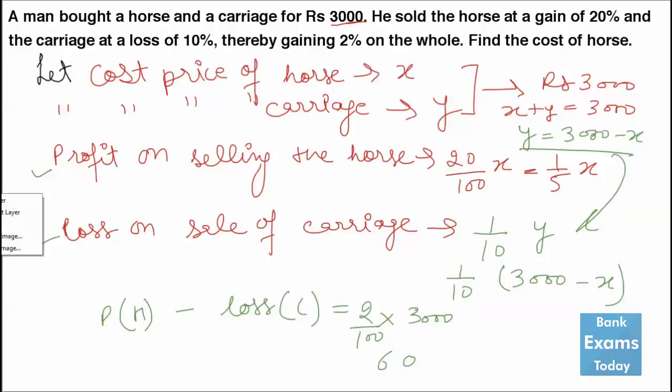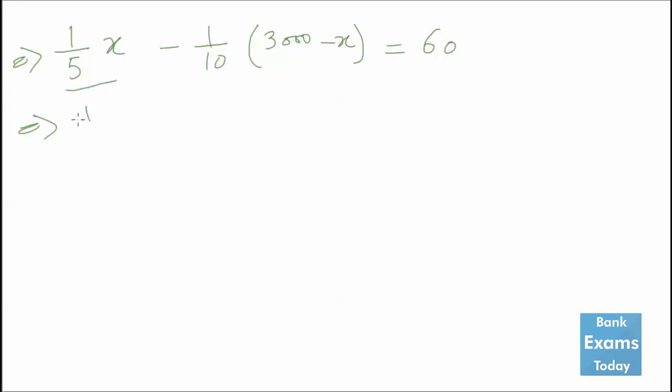So let's make an equation out of it. That was 1/5 of X, the profit we earned by selling the horse. There was loss 1/10 of Y, and the value of Y is 3000 minus X, is equal to 60. That is the total profit we've earned from the whole transaction. Then simplify this. 1 over 5 X minus 300, open up the brackets, plus X over 10 is equal to 60.